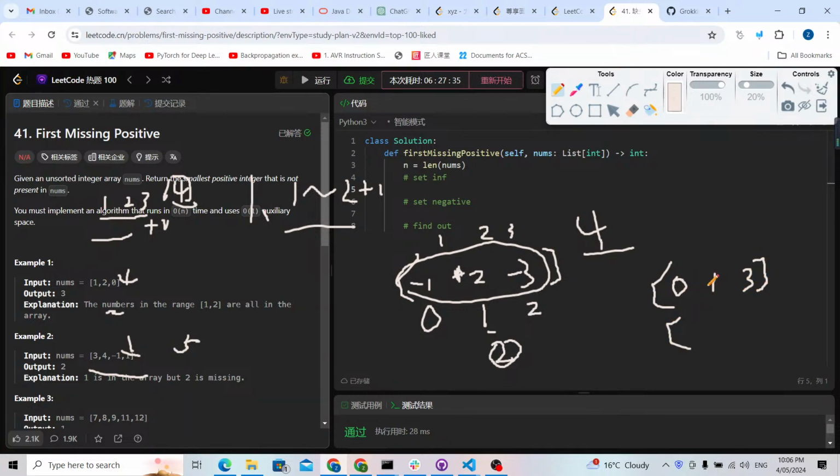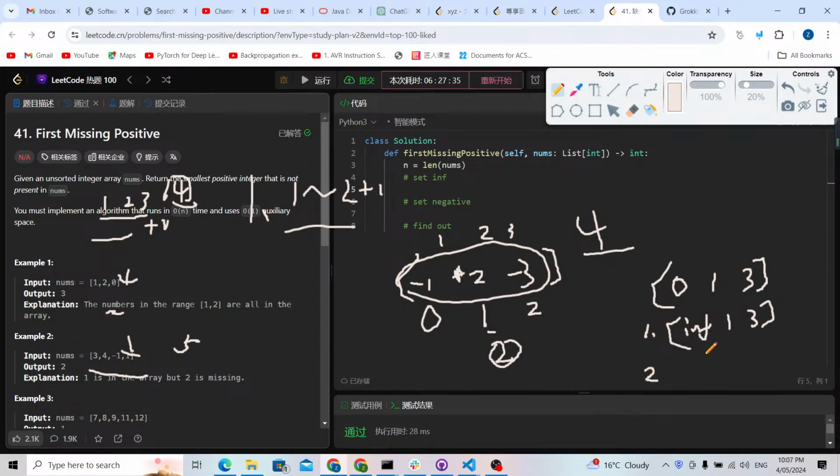First of all, we're going to set 0, the negative values, and all the values greater than the length of the nums array to be infinity. So 0 is going to be infinity, and here we have 1, 3. Yeah, this is the first step.